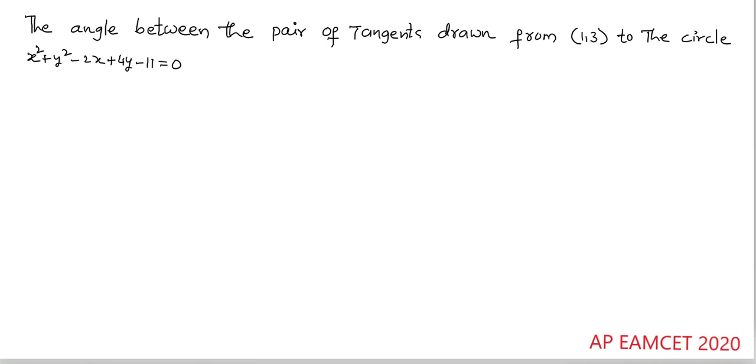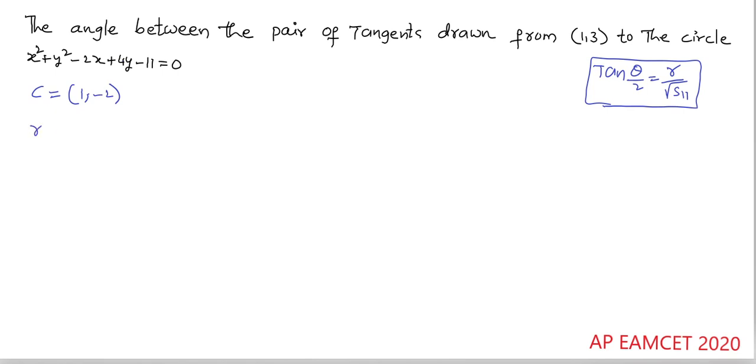The angle between the pair of tangents drawn from (1, 3) to the circle x square + y square - 2x + 4y - 11 = 0. So angle between the tangents means we know that tan theta by 2 is equal to r by root S11. This is the angle between the pair of tangents drawn to the circle. So first we find the center of the circle. Therefore center is obtained by dividing the x coefficient and y coefficient by minus 2, that is -2 by -2, that is 1, and 4 by -2, that is -2.